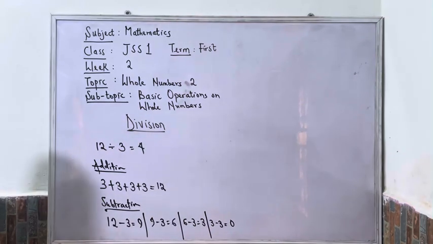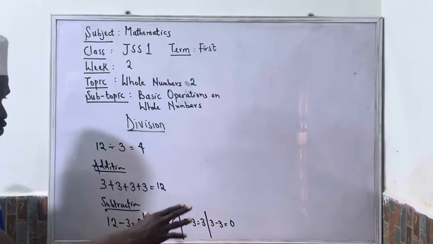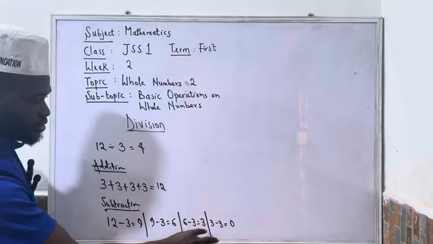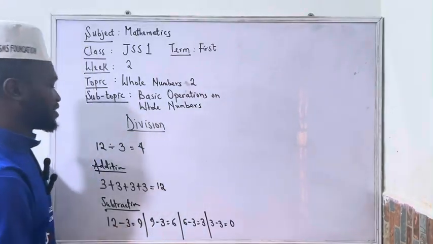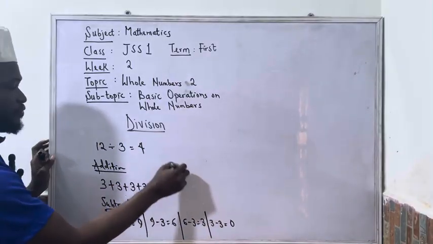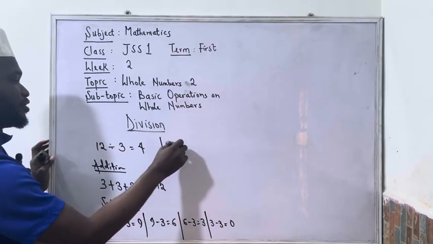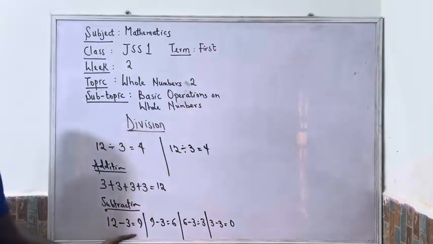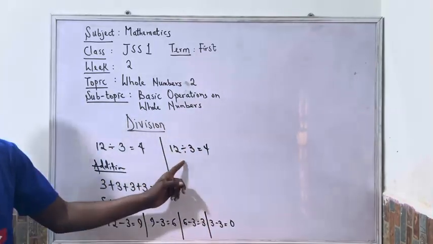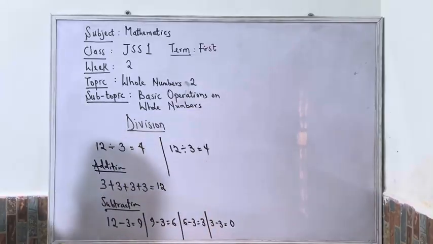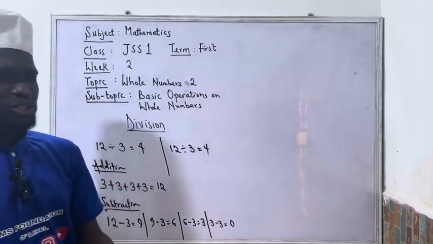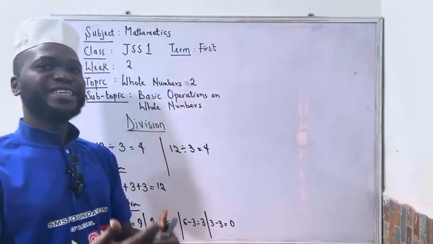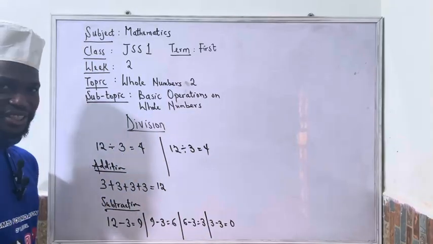So you can see I have done it how many times? 4 times. 1, 2, 3, 4. That simply means 12 divided by 3 is equal to 4. Since I have subtracted 4 times to get me to 0, that means the answer is 4. So you can be using this method when you are dealing with small numbers.